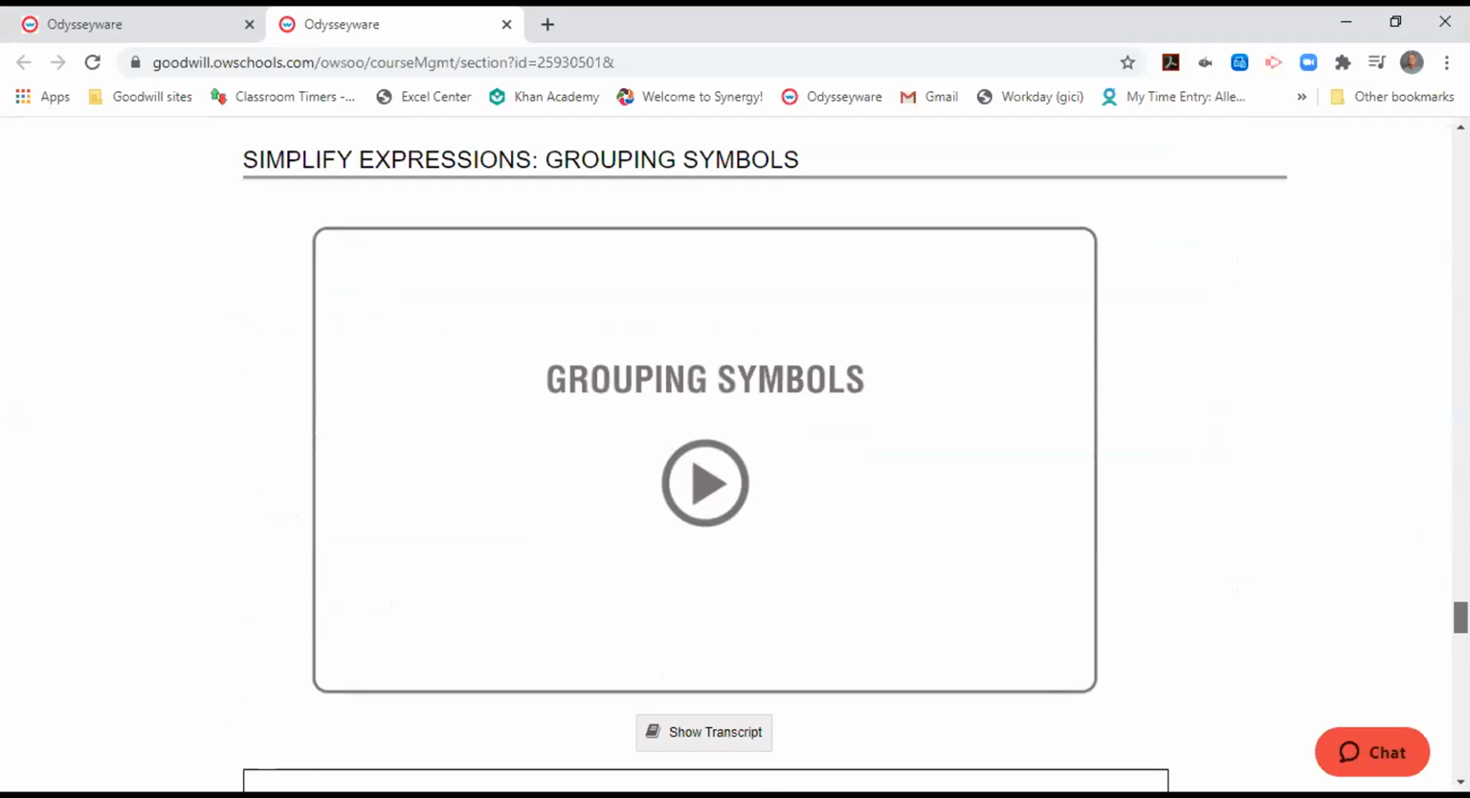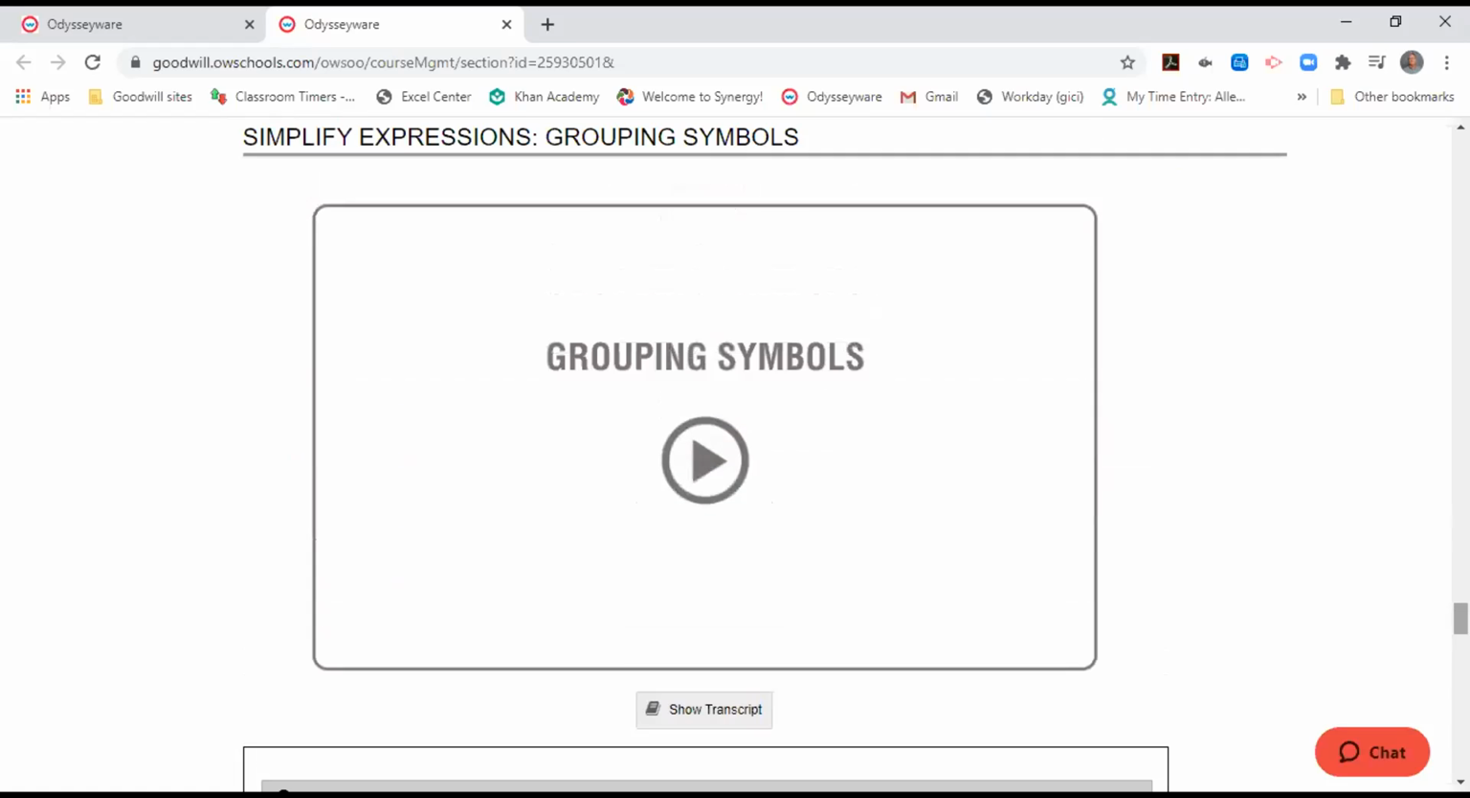So the next piece here about simplifying expressions involves grouping.